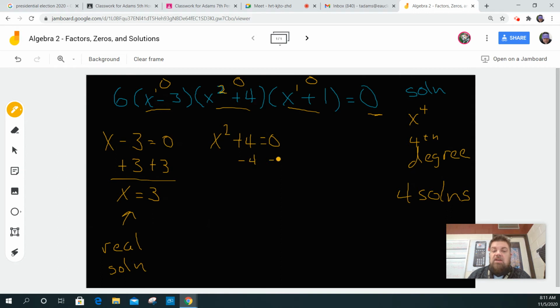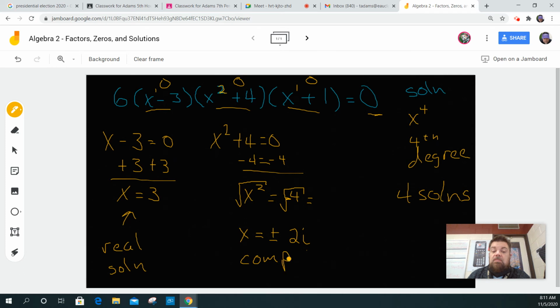On this next one, I'm going to subtract 4 from both sides, and I get x squared equals negative 4. Now, to get rid of this square, I take the square root, and whatever I do on one side of the equal sign, I do to the other. So this becomes x is equal to plus or minus the square root of 4, which is 2, but because I have a negative, I have to remember that that's 2i. So that's a complex solution, right? Because the square root of negative 1 is i, and then the square root of 4 is 2. So this is a complex solution.